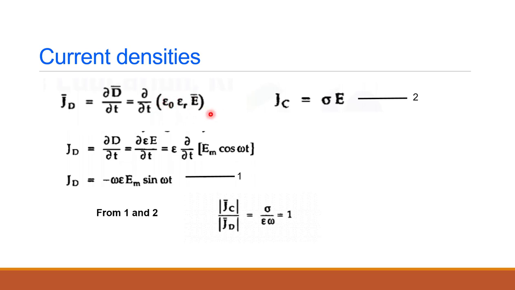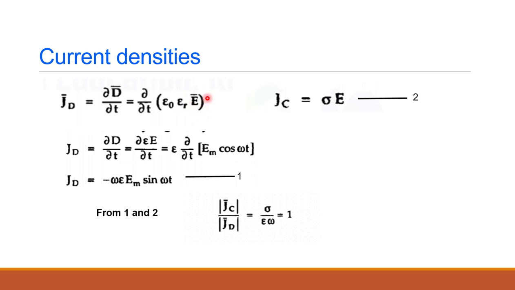Similarly, we can write Jc, the conduction current density, is equal to sigma into E, where sigma is called the conductivity of the material or the medium, and it is expressed in Siemens per meter. So conduction current density is equal to sigma into E. So in both current densities, E is common. See, the E bar, that is the electric field intensity, is common. So again Jd can be modified.